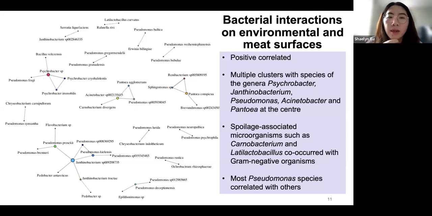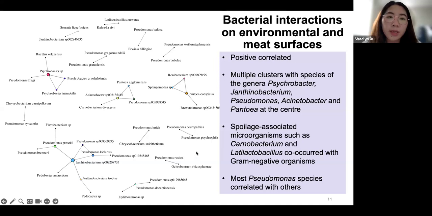By using network analysis, we can further interpret our data to review the bacterial interactions in both the environmental and meat surface microbiomes. What we found is that all of the isolated microbes demonstrate positive correlation. That means there are synergistic interactions among the microbes in this food processing facility.